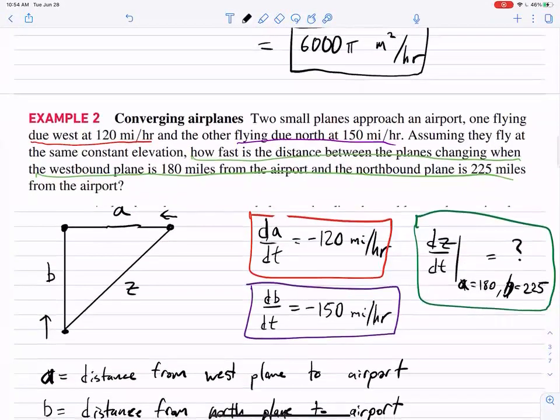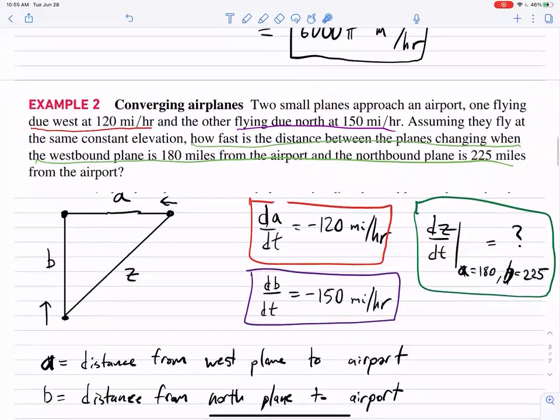Two small planes approach an airport, one flying due west at 120 miles per hour, the other flying due north at 150 miles per hour. Assuming they fly at the same constant elevation, how fast is the distance between the planes changing when the westbound plane is 180 miles from the airport and the northbound plane is 225?